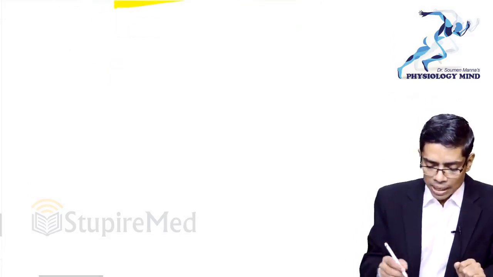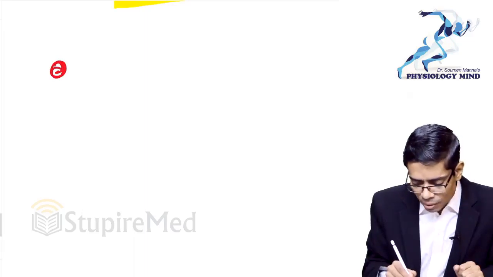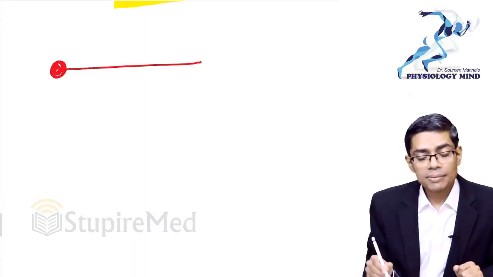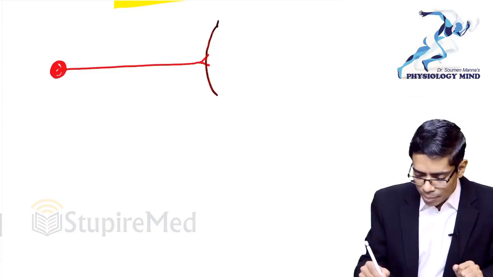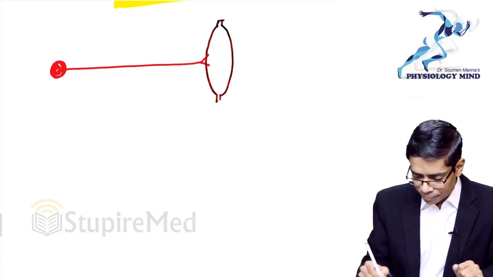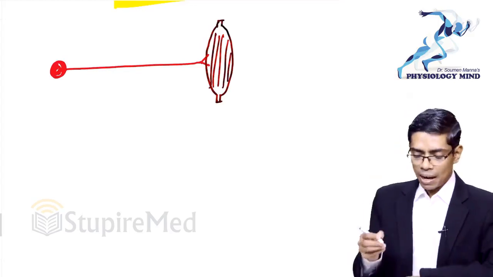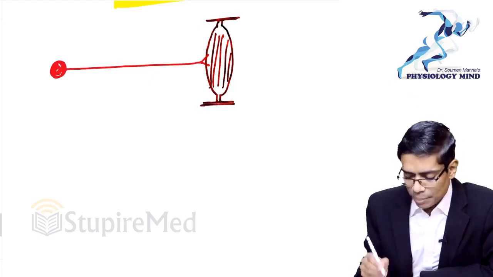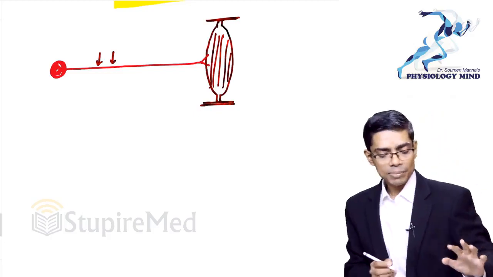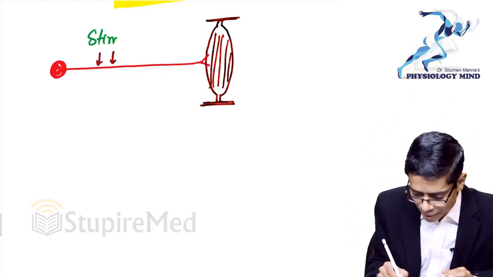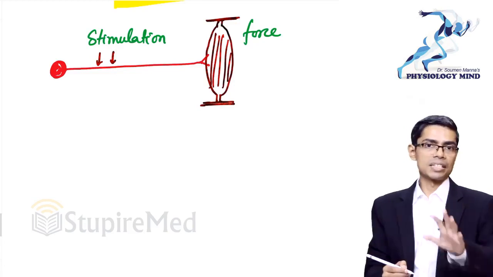To understand this, I am taking an example. Suppose I have taken one nerve. Nerve means it is composed of multiple neurons, and this is my skeletal muscle. So this is the whole muscle, and multiple muscle fibers are inside. So this is nerve, this is muscle. I am measuring the force generation by the muscle and simultaneously stimulating this nerve. After stimulation, I am measuring the force or tension generated in this muscle.